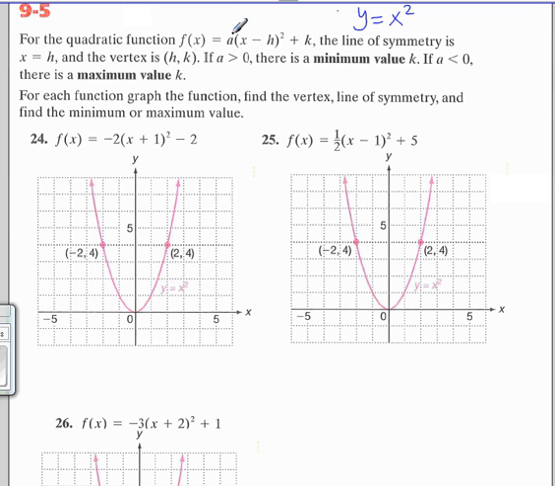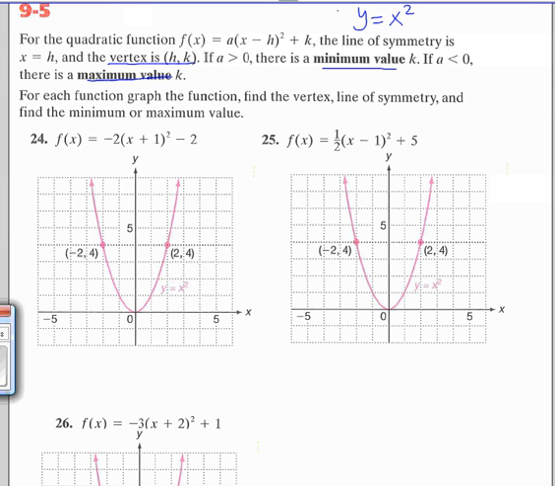We're also going to have some sort of a vertical stretch or a shrink because of our a, here the -2, the 1/2, and some kind of a reflection over the x-axis if our a is negative. So for example, 24 and 26 will be reflected over the x-axis. So the vertex, that's our h comma k, is either the minimum value if the graph is going upwards like this, or the maximum value.